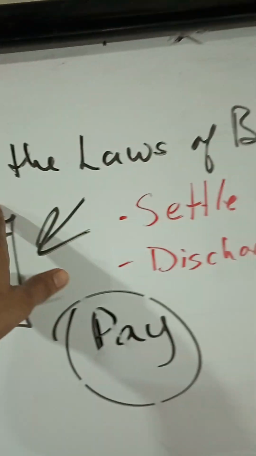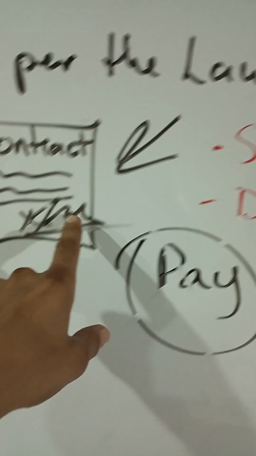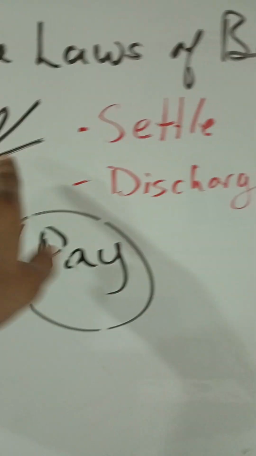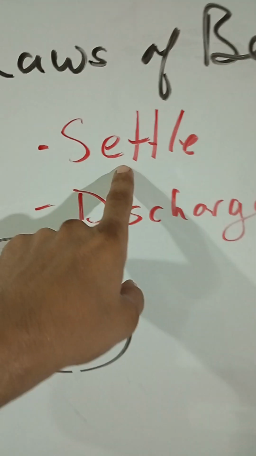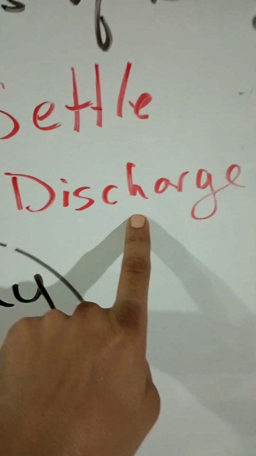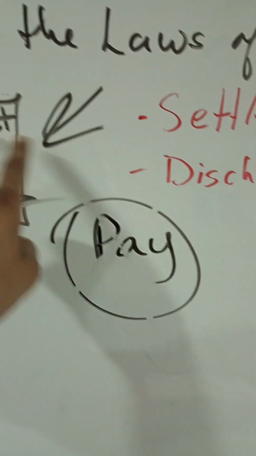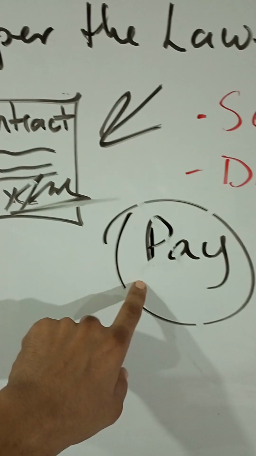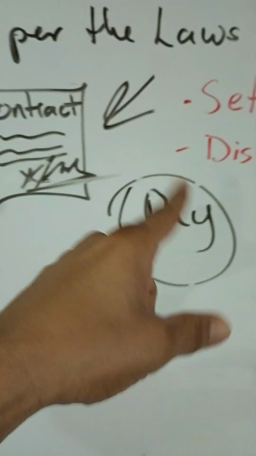So as per the laws of Belize, if you enter into a valid contract, once you enter into that, you can only settle or discharge that. It doesn't say anything about paying anything. The payment is then something else. I'll show you what that means.